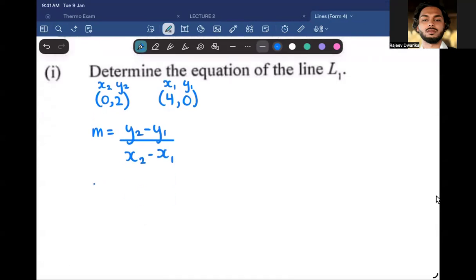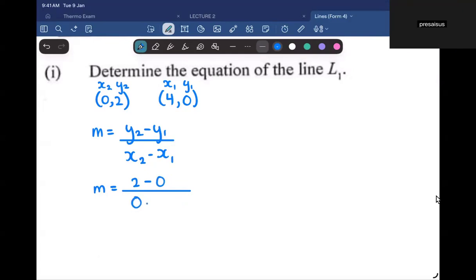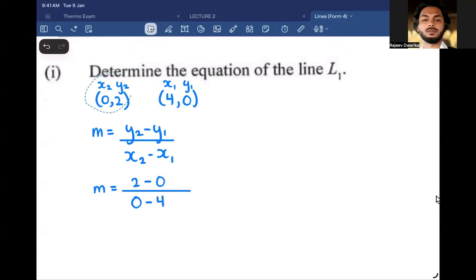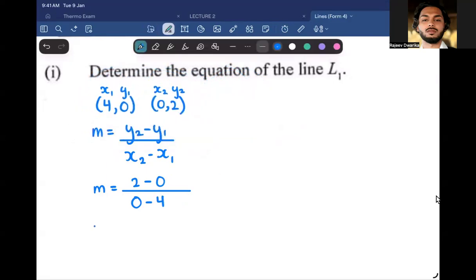So if this is how we labeled our points, what I'm going to plug in. What is y2? 2. What is y1? 0. What is x2? 0. What is x1? 4. Okay. What is 2 minus 0? 2. What is 0 minus 4? Negative 4.